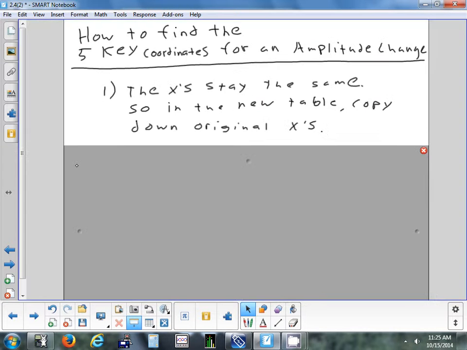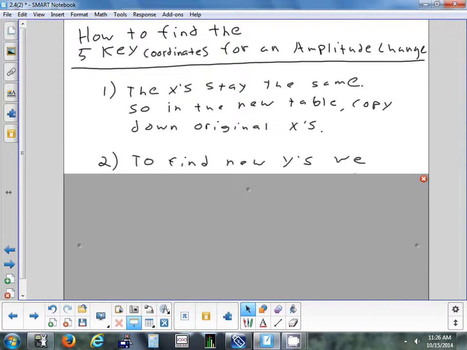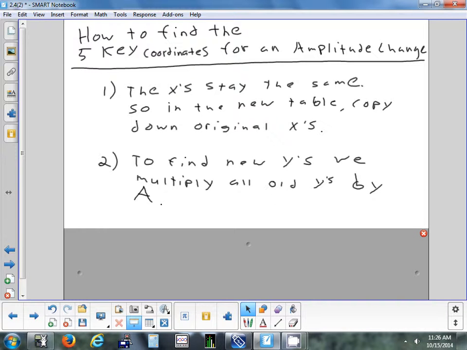So if all we have to do is arithmetic with a 0, a 1, and a negative 1, it's going to be very easy. So copy down your x's. Those stay the same. Now we have to find the new y values. All you have to do is multiply what the old y values were by a, which is the number in front of the sine or cosine function. So to find the new y values, just take all the old ones and multiply by whatever the number was in front.